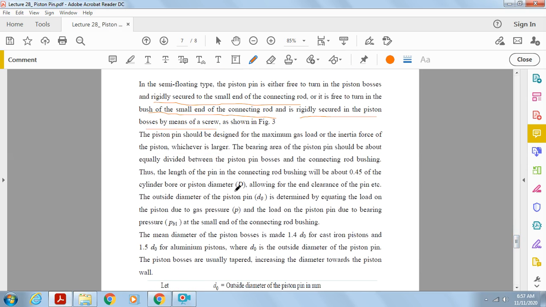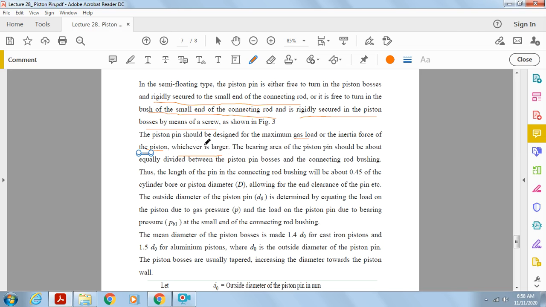The piston pin should be designed for the maximum gas load or inertia force of the piston, whichever is larger. So the design aspect is that the piston pin should be designed for the maximum gas load or the inertia force of the piston. Whichever is higher, the piston pin will be designed based on that.